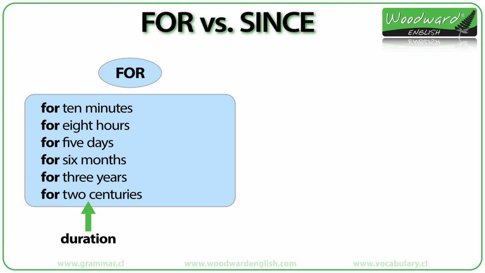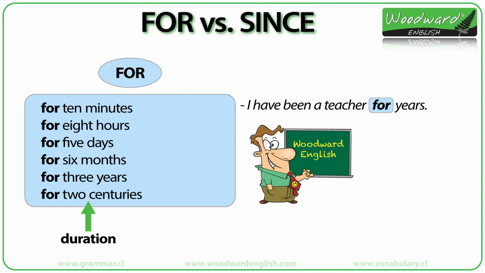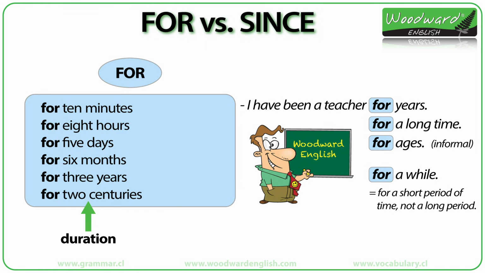However, the time period does not need to be exact. For example, I have been a teacher for years. I don't specify the exact number of years, though it refers to a duration of years. We could also say for a long time, which is less specific, or more informally, for ages. Another inexact duration is for a while, which normally means for a short period of time, not a long period.